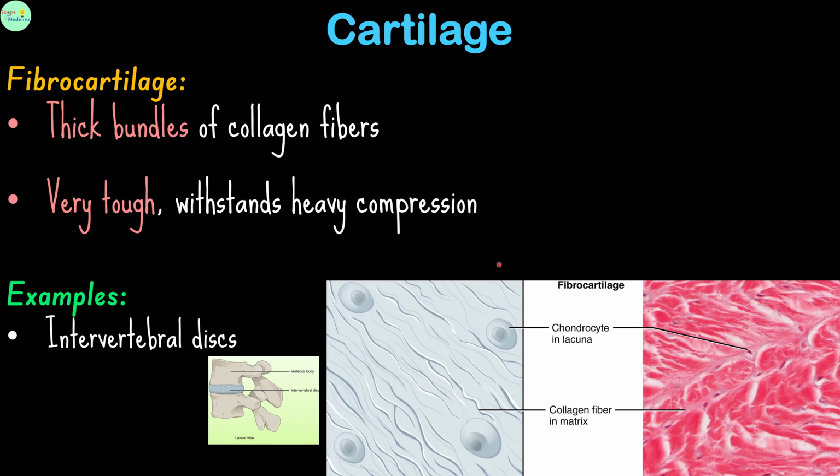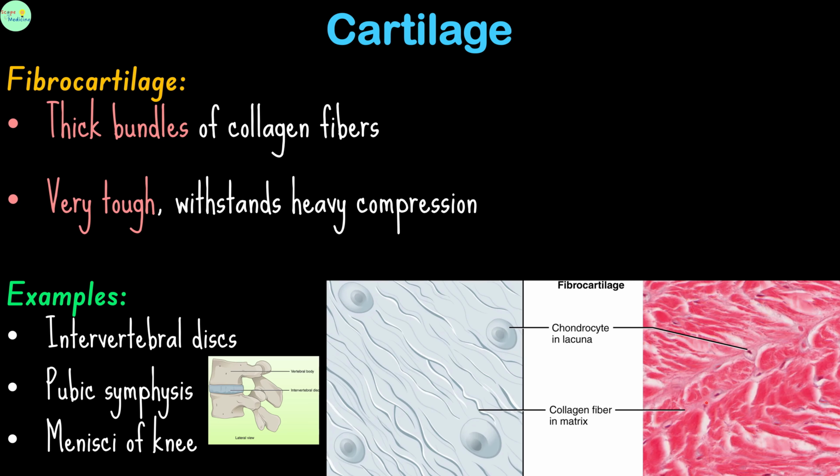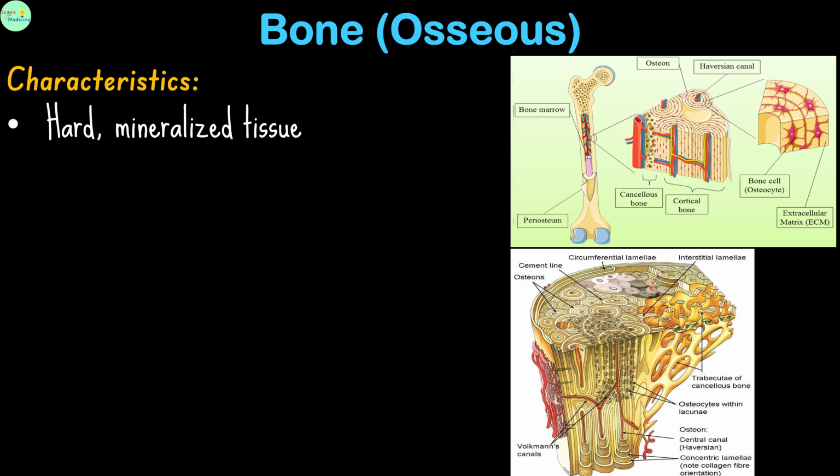Examples include the intervertebral discs that separate and cushion the vertebrae of the spinal column, each consisting of a central gelatinous nucleus pulposus surrounded by a tough fibrous annulus fibrosus, the pubic symphysis where the 2 pubic bones meet anteriorly and must withstand significant forces during weight-bearing, and the menisci of the knee joint, which act as shock absorbers and improve joint congruity. The next specialized connective tissue is bone, also known as osseous tissue.